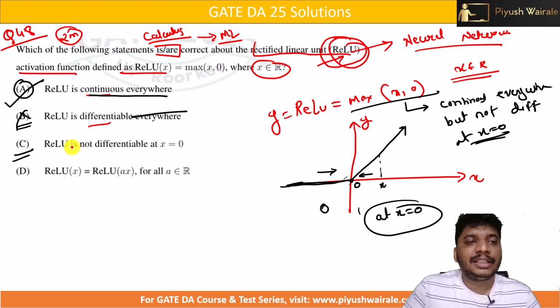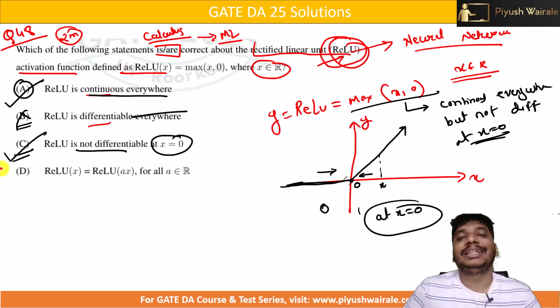What about option C? Is not differentiable at x equals 0. Yes, this is what we have discussed. So option C is correct.